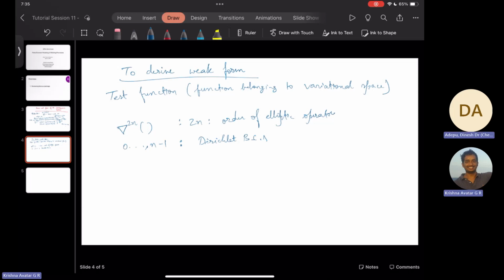So it's just some arbitrary classification of higher order. Then from n to 2n minus 1, this will be called the Neumann boundary condition. The moment we get confused what to call it, Dirichlet or Neumann, we have to check the order. You will see that in engineering problems in general, the elliptic order will always be even.